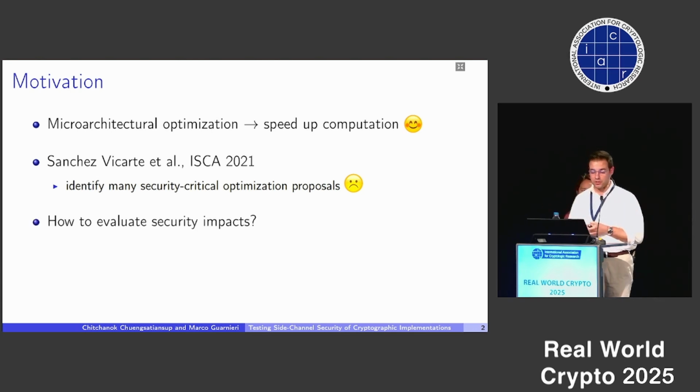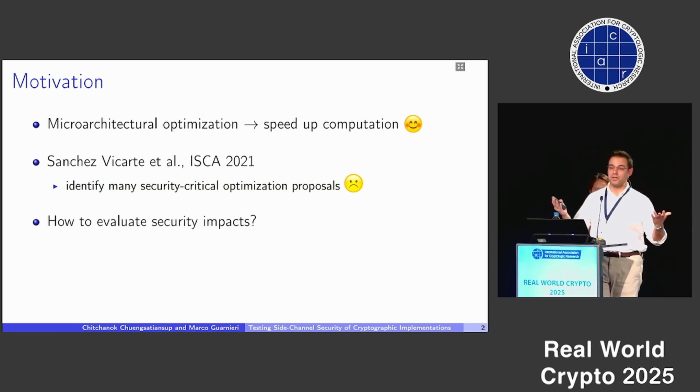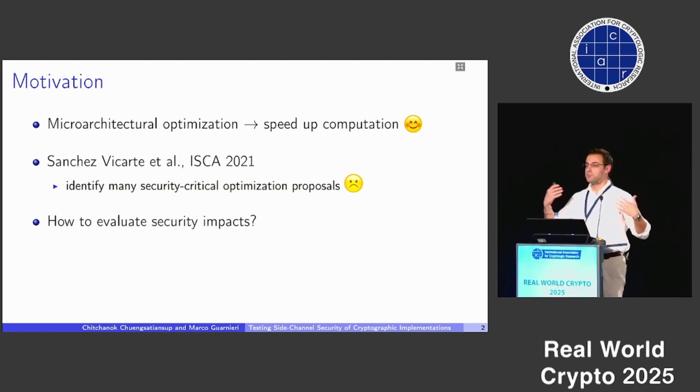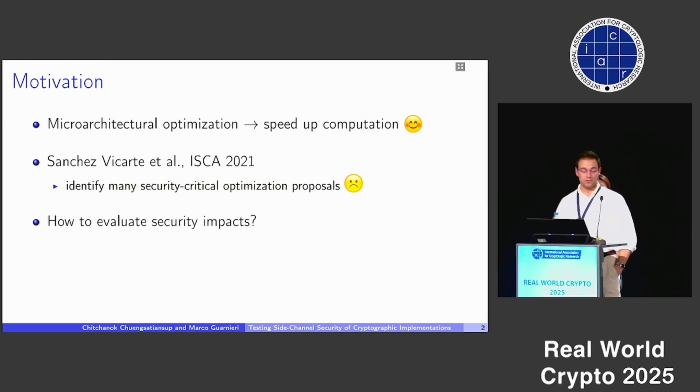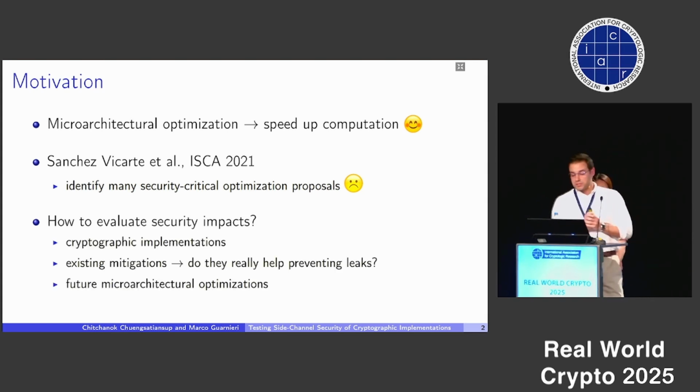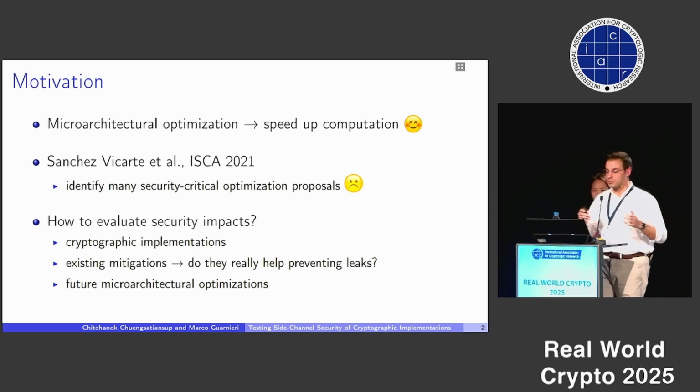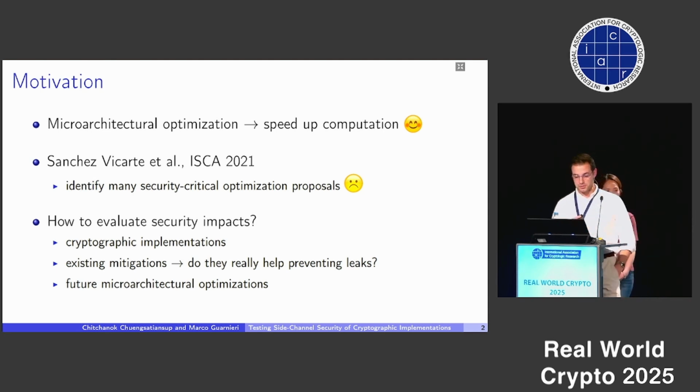And the core question that we're going to answer is, how can we evaluate the security impacts of these optimization proposals? And in particular, how can we do it early on, potentially before these optimizations are implemented in silicon. And what I'm going to present next is a testing-based approach for reasoning about the security of cryptographic implementations for current and future microarchitectural proposals.